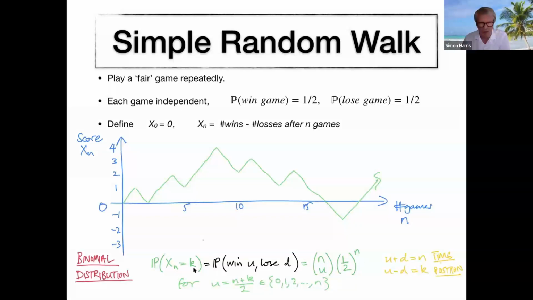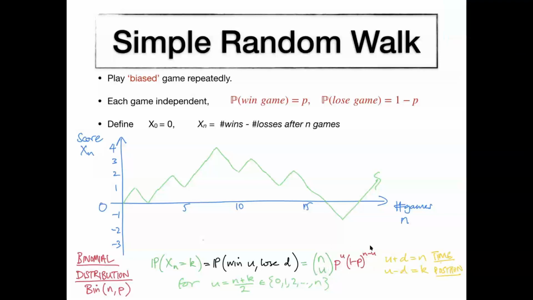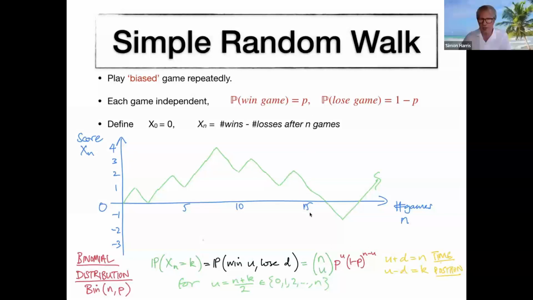It's one of the first distributions you learn about in probability, the binomial. Of course, we could do this for a biased game as well. Instead of a fair coin, we could have the probability of winning the game be p and losing the game be 1 minus p for some p in (0, 1). And then we just get the more general binomial probabilities: n choose u, which is n factorial over u factorial, n minus u factorial, times p to the u, times 1 minus p to the n minus u. And this will give us the distribution for the position of the random walk at any time n.